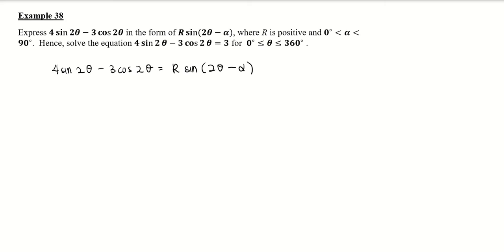Alright, so the second step: after we equate, we expand. The right hand side, we use the compound angle identity, sine (a minus b). So when we expand, we get r sine 2 theta cos alpha minus r cos 2 theta sine alpha, and this equals the left hand side.